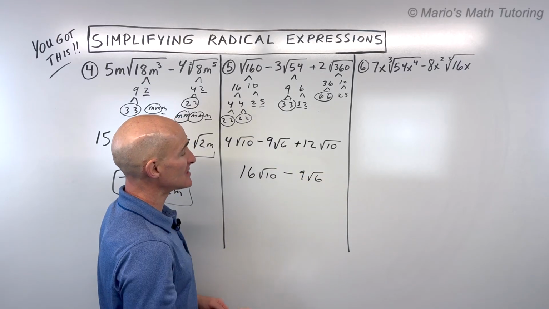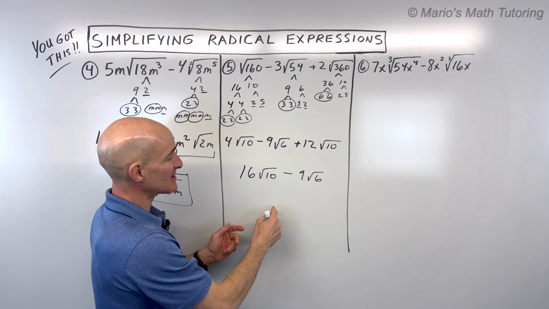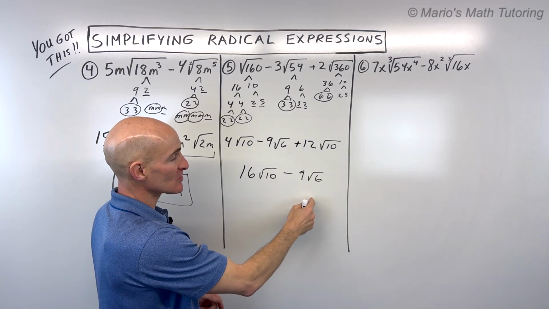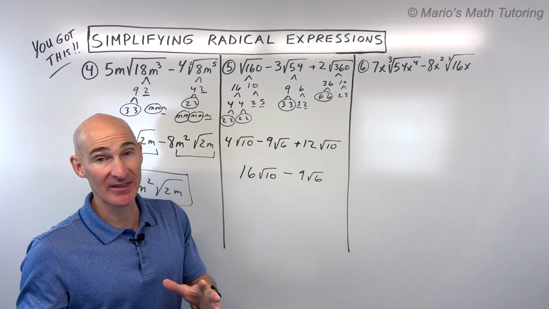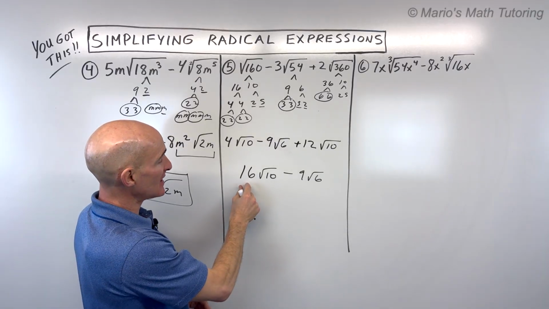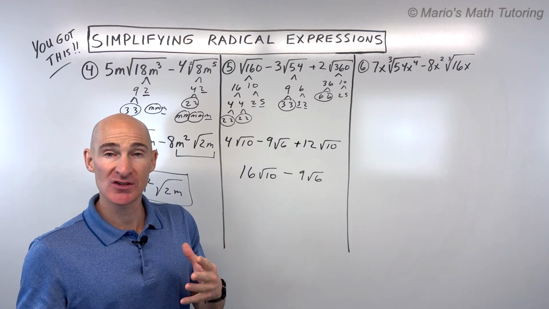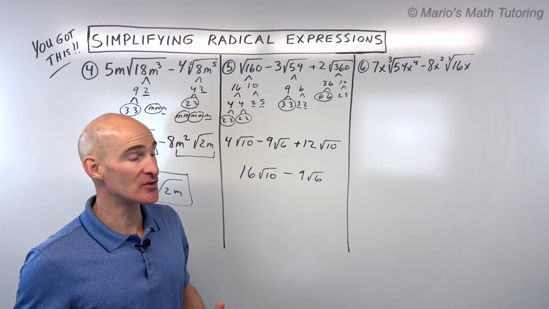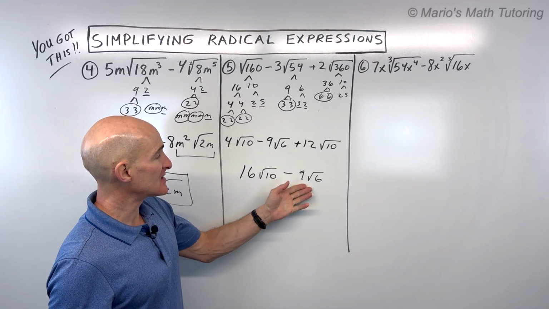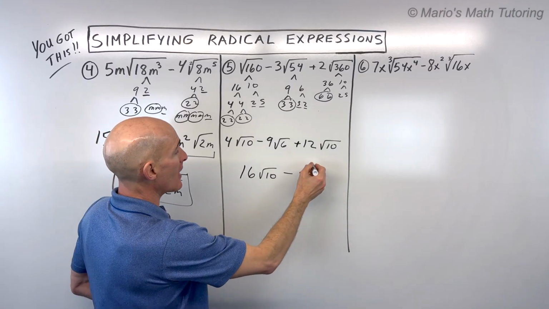Now you don't want to make the mistake of saying, oh, 16 minus 9 is 7, square root of 10 minus square root of 6 is 4, something like that. You really can't combine it. It's almost like saying 16y minus 9x. You wouldn't combine those because you'd say, oh, they're different variables or different terms, right? So in this case, this is as far as we can go with this problem.